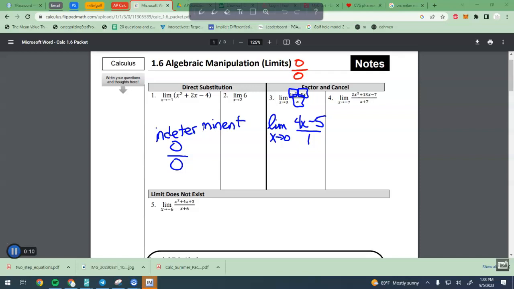All right, 4. So same thing here. If I go to plug in, I don't really want to do it, but I'm going to get 0 over 0, right? That'd be 98 minus 90. Yeah, that's 0 over 0. So we're stuck. It doesn't mean there's not a limit. It means we have to try something else. 0 over 0 means keep going, try another method. So I've got to factor.